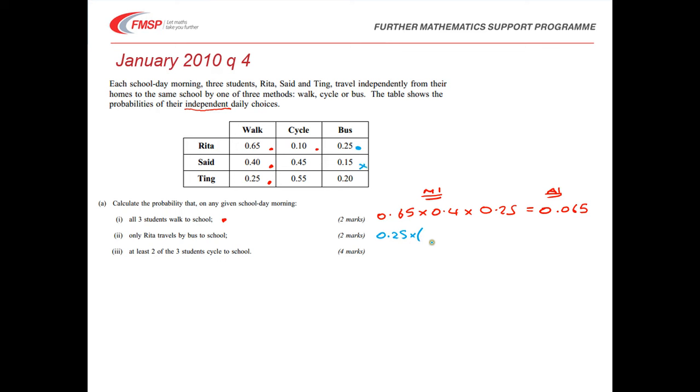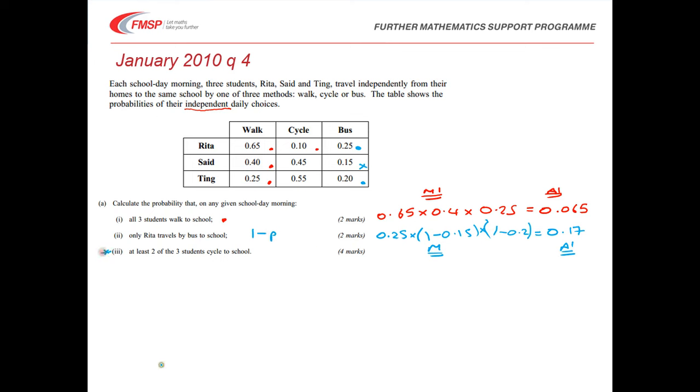Saeed must be 1 minus 0.15, because his probability of going by bus is 0.15, and Ting will be 1 minus 0.20. Okay, and again, we're going to get a method mark for the process, and then we're going to get an accuracy mark for multiplying those correctly. Okay, so not the complement, don't forget, is 1 minus the probability that it does.